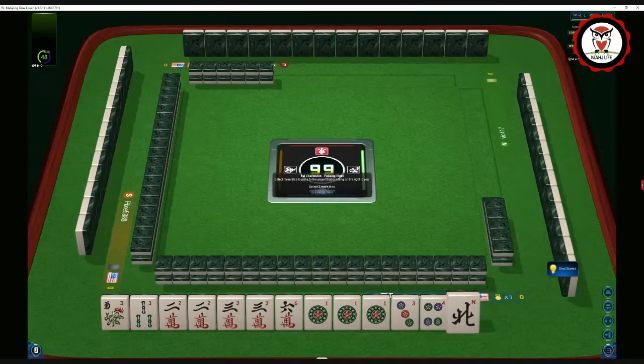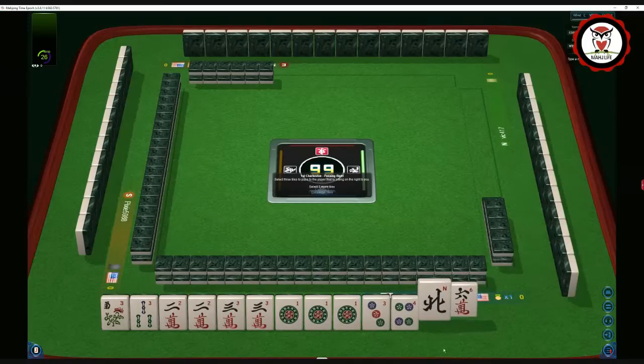We have a flower, a 3 bam, 2, 3, 6 in cracks, pair 2, pair 3. We have 1, 3, 4 in dots with a pung of ones. Wow. And then we have a north. The north can go, the 6 can go, just letting go of these isolated tiles.